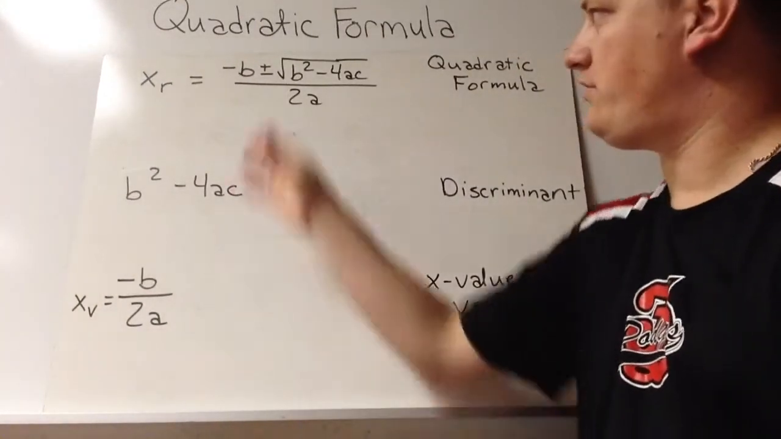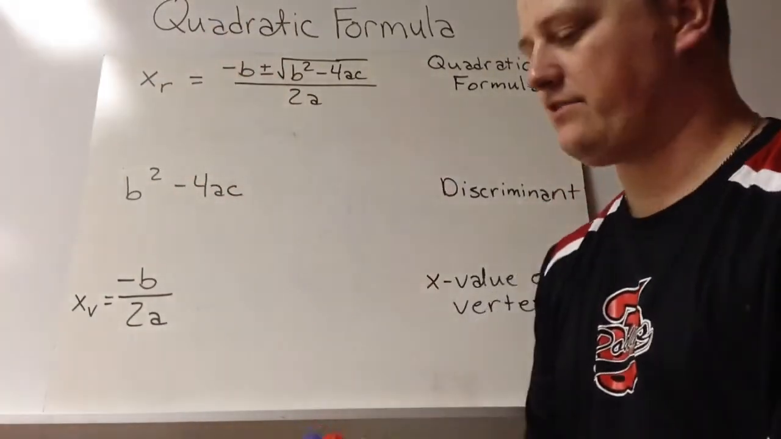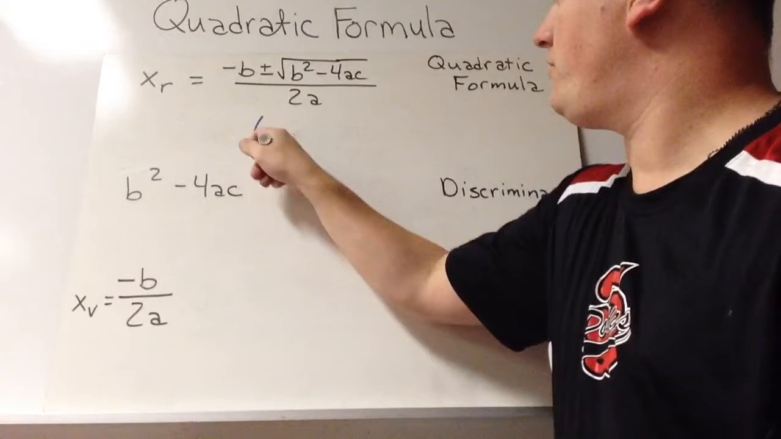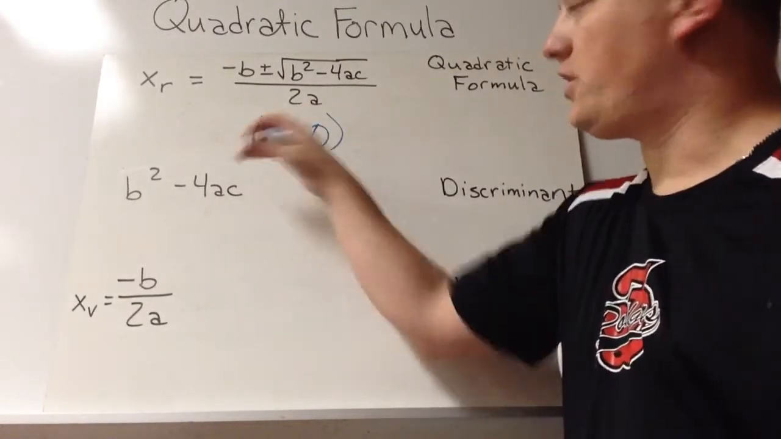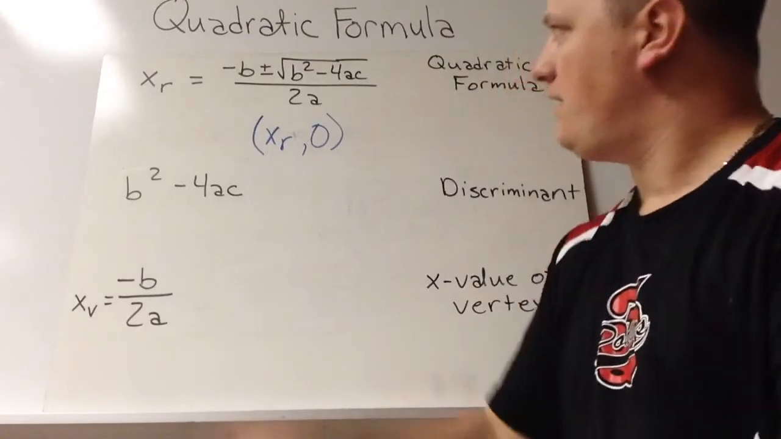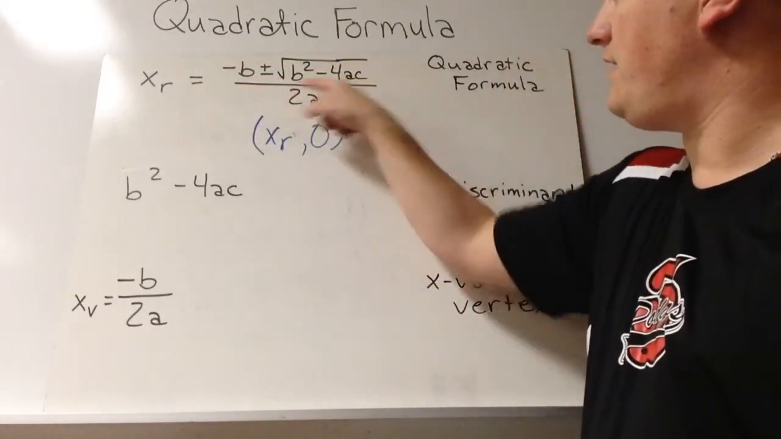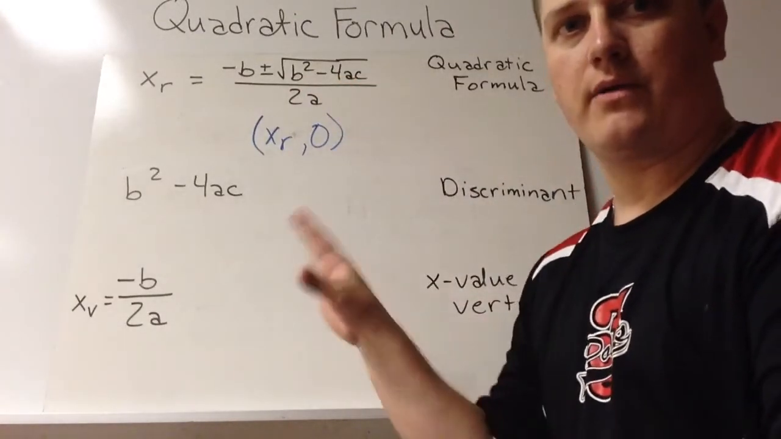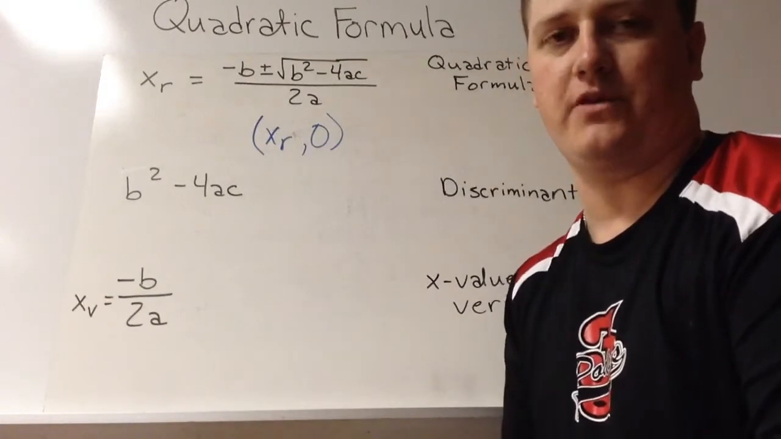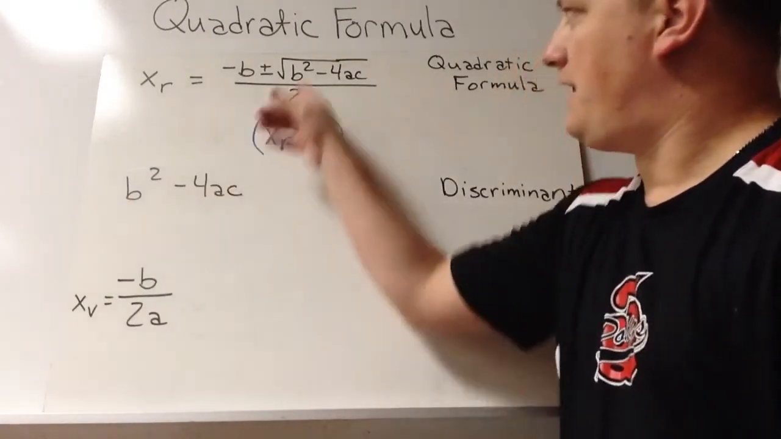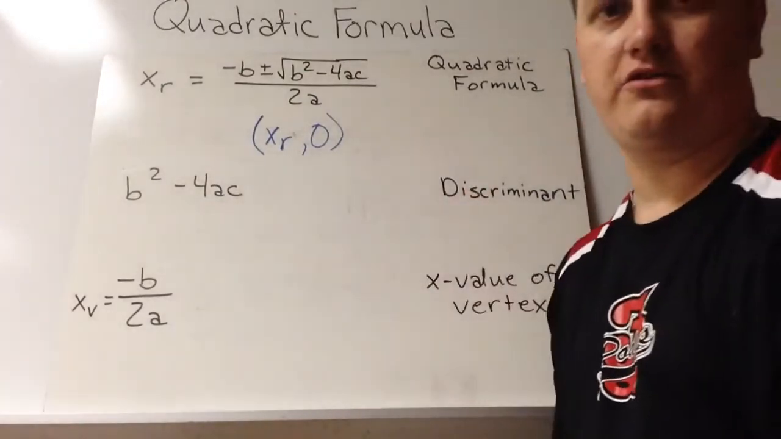So the first thing is the quadratic formula, which is xr, meaning it's going to be the x value of the roots. So we're going to get xr, comma 0. And there could be upwards of 2 of these. We've got negative b plus or minus the square root of b squared minus 4ac all over 2a. Right now I'm going to show you how to use it. In class I'll show you where this comes from. Inside the square root, b squared minus 4ac is right here. That's known as the discriminant.